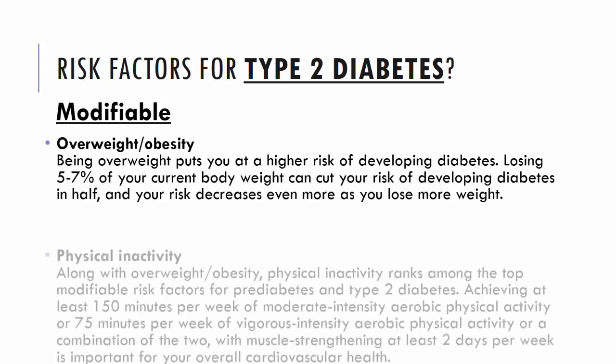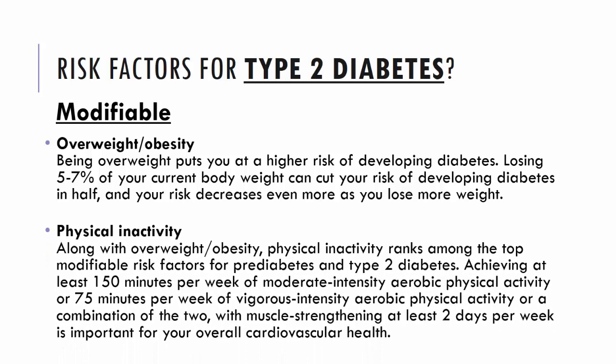The next risk factor that we have an impact on is how much we move. Our physical activity is one of the greatest modifiable risk factors for developing prediabetes and type 2 diabetes. Achieving at least 150 minutes per week of moderate intensity aerobic physical activity, which is the equivalent of a brisk walk, or 75 minutes per week of vigorous intensity aerobic physical activity, or a combination of the two, along with muscle strengthening activities at least 2 days per week, is very important for our overall cardiovascular health as well as preventing type 2 diabetes.